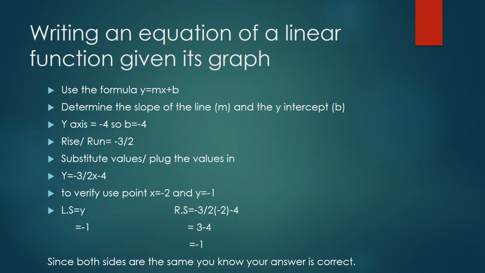Now, after we do -3 over 2 times -2, both of the 2's cancel each other out, and this leaves us with 3 minus 4. Now, obviously, we know that 3 minus 4 equals -1, and so we know that both sides are the same, and that since both sides are the same, our answer is correct.